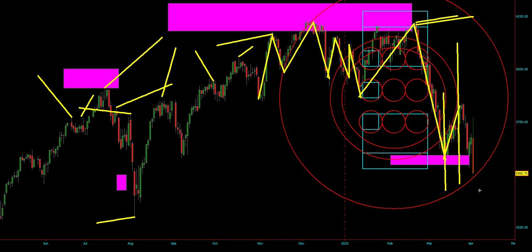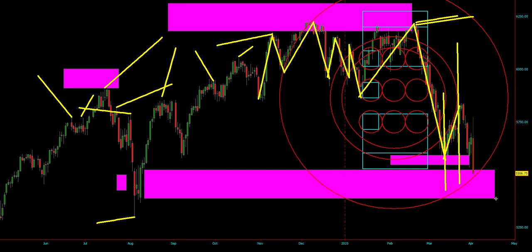This was the buyer, right here, which initiated the entire move. He held it for an entire year. Does he have the power to hold, or is he going to fold? That's always the question.